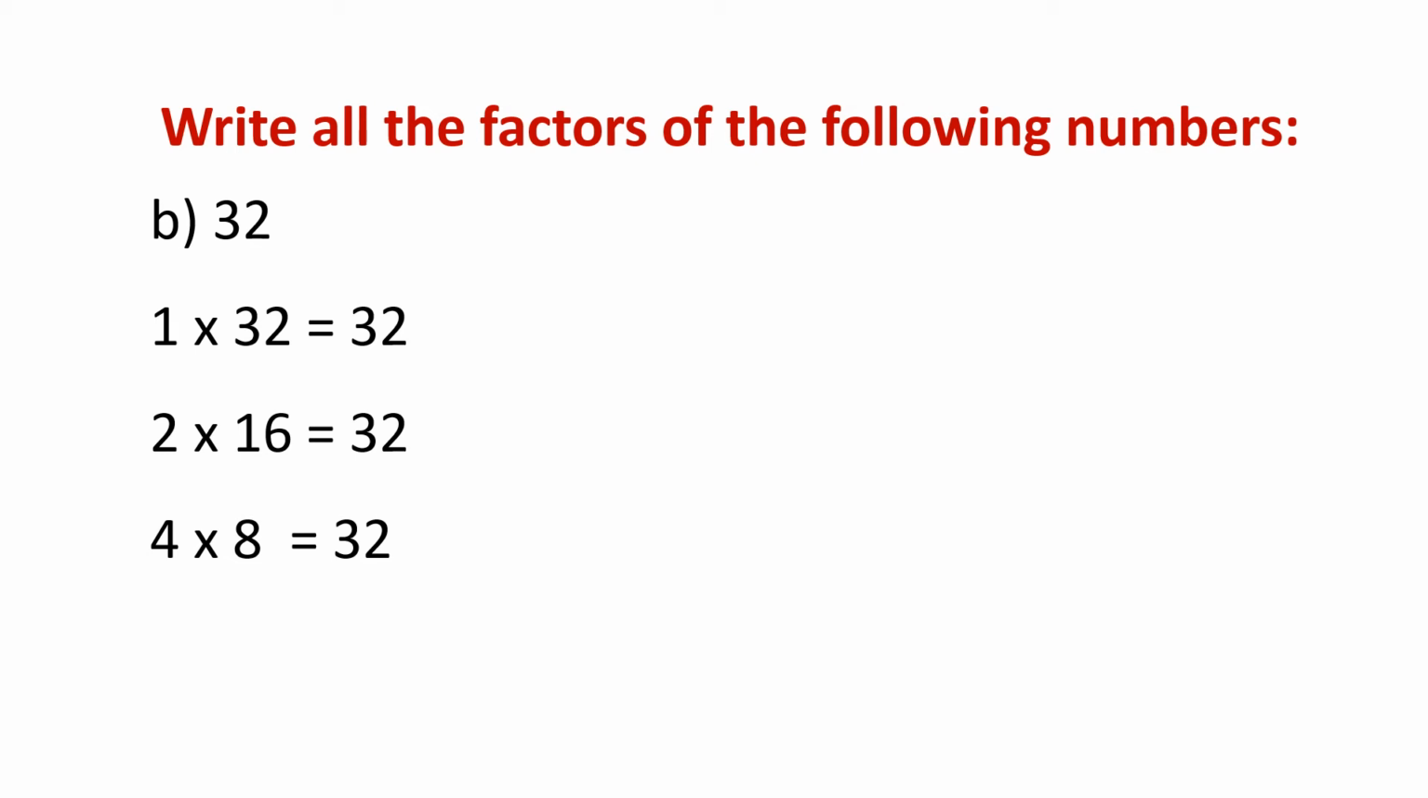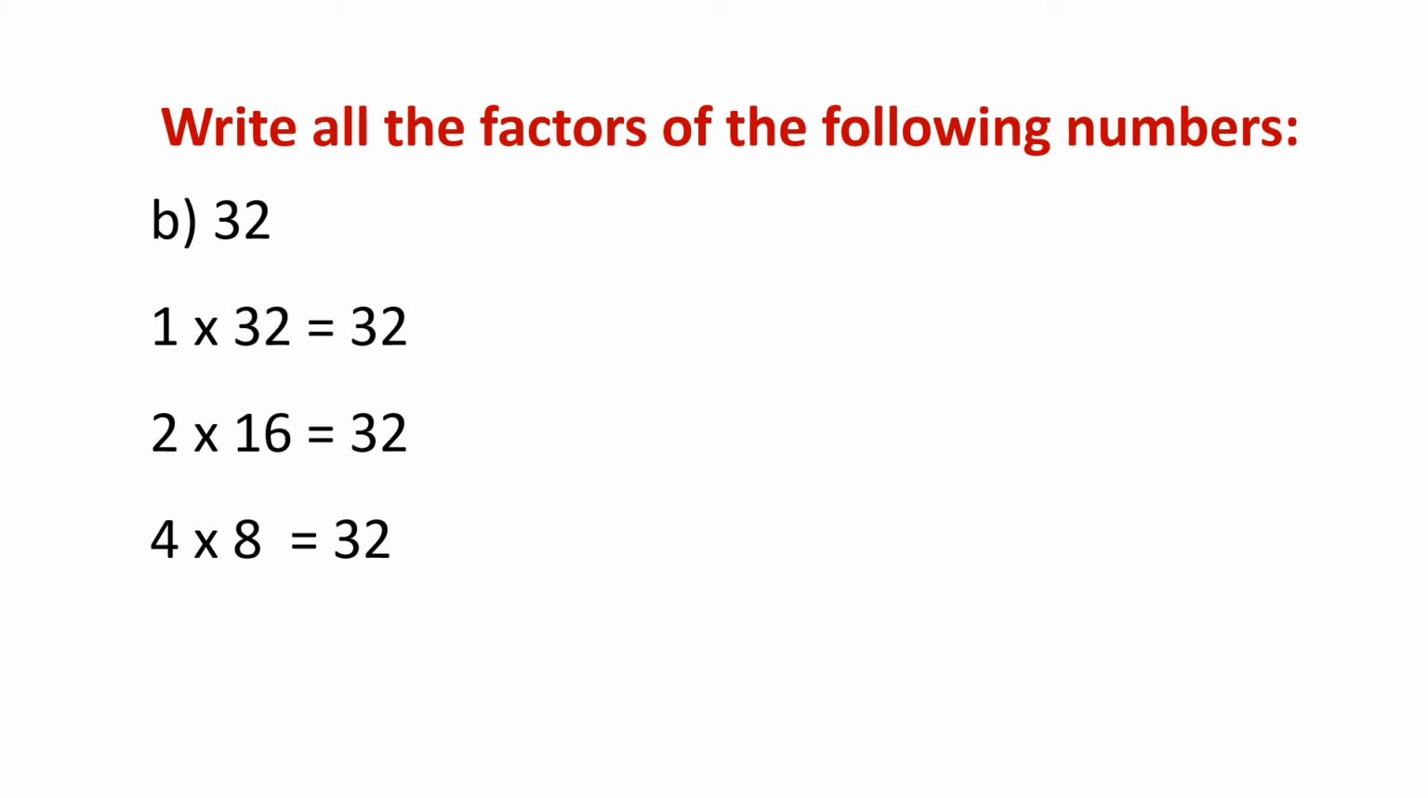Is 32 completely divisible by 7? No, because 7 4s are 28 and 7 5s are 35. So 32 does not come in the table of 7. So leave 7. Then we take the next natural number 8.